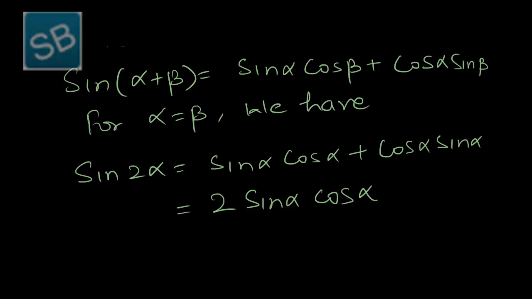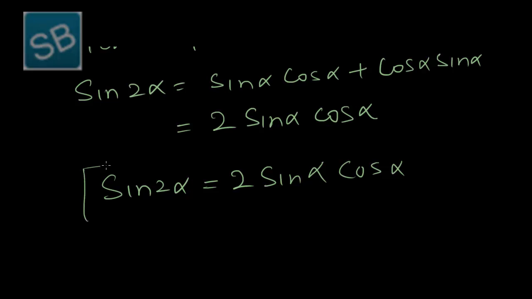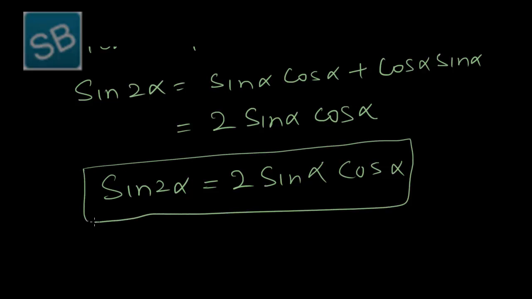Therefore, we get the formula of sin 2 alpha as sin 2 alpha is equal to 2 times sin of the half angle and cos of the half angle. That is, if there is 2 alpha, here we will get alpha and alpha, half of the given angle. So this is the basic formula for sin 2 alpha.